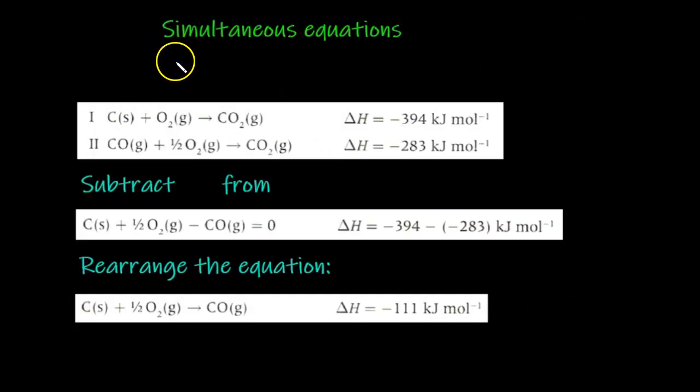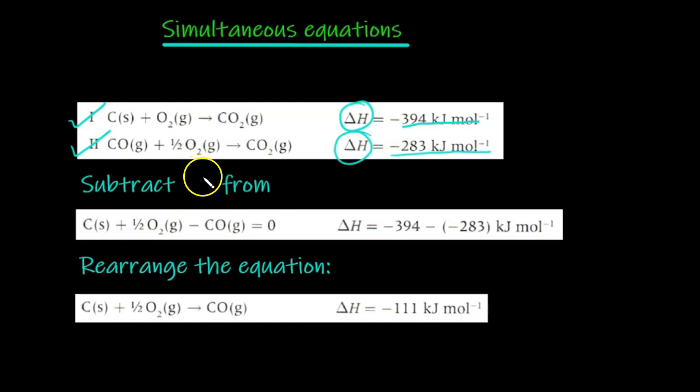Hess's law problems can also be solved by using simultaneous equations. So we write the equations that are known and then manipulate them to arrive at the required equation. So for example, this is the first equation where the change in heat is negative 394 kilojoules per mole. And this is the second equation where the change in heat is negative 283 kilojoules per mole. So we subtract the second equation from the first one.